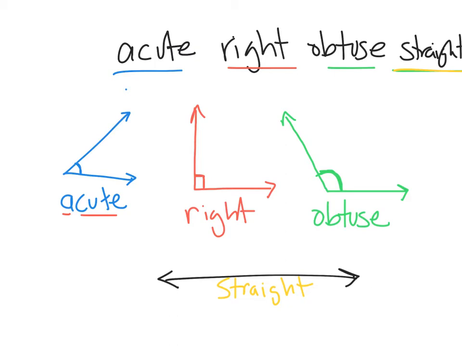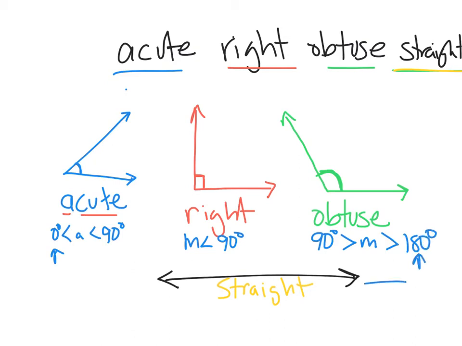If I were to write the measurements, you would need to realize that an acute angle is anywhere between 0 degrees and less than 90 degrees. So the angle would be less than 90, greater than 0. It can't be 0 because that would be a straight line. Okay? The right angle, the measure of this angle is always 90 degrees. An obtuse angle has to be greater than 90. Can't be 90, it has to be greater than 90 and less than 180. It can't be 180 because that would be a straight line.